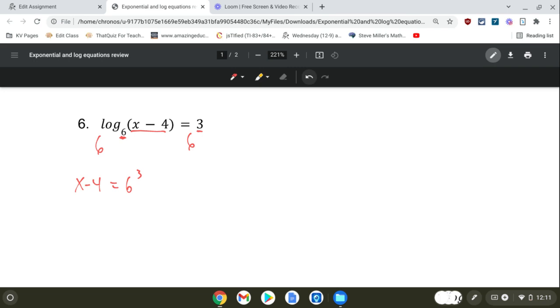6 to the third is equal to 216. And then add 4 on both sides. So x is equal to 220.